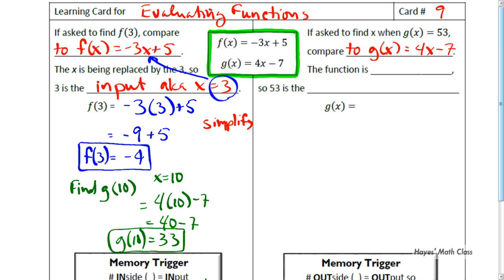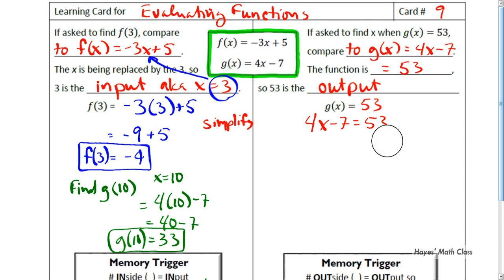So the function is equal to 53. So 53 is the output. Or if you want to think of it as the answer. I don't like saying answer just because everybody thinks, that's the final thing. So anyway, g of x is equal to 53. G of x is also equal to 4x minus 7. In geometry, you're going to use this substitution step quite a bit. Okay? So g of x is really 4x minus 7. It's also equal to 53.